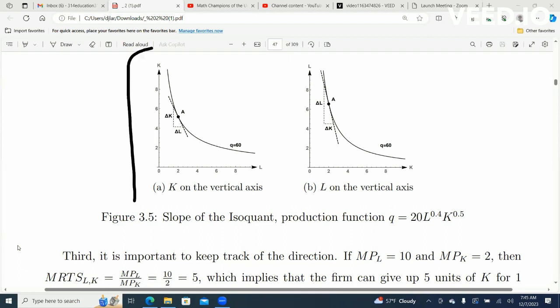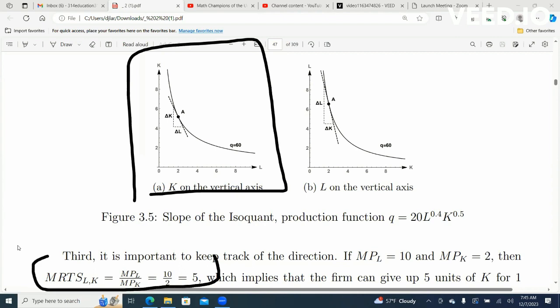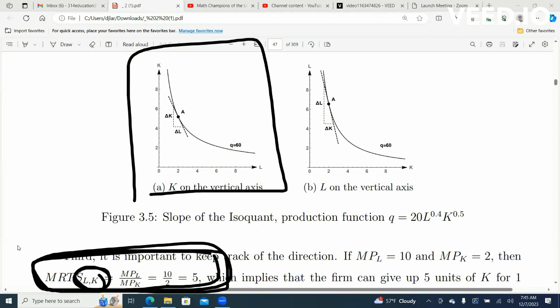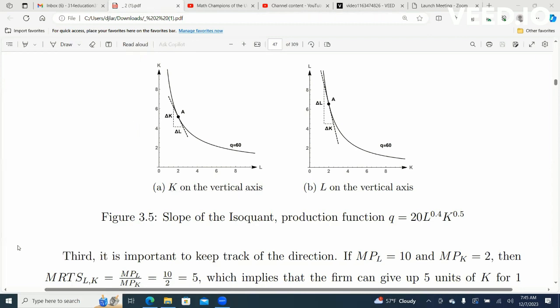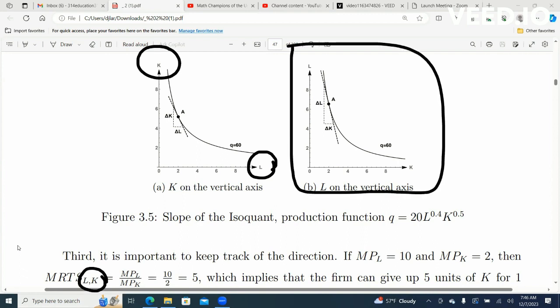As I said before, I think the one on the left is more common, and how they define it down there is using the one on the left. But we shouldn't let the notation trip us up. It's just the same problem twice, and you can do an LK or you can do a KL. But these things are precise. If we have on the vertical axis capital as a function of labor, then it will always say LK. Whereas if we have labor as a function of capital, they'll just flip it to MRTS, K comma L.